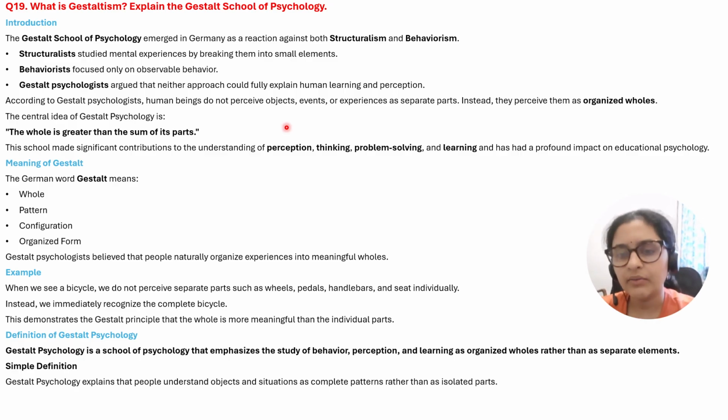As I have already told you, first structuralism came, then all the rest are reactions to one another. On the basis of structuralism only, all the other schools came. Structuralists studied mental experiences by breaking them into small elements. This we know. Behavioralists focused on externally observable behavior. Gestalt psychologists argued that neither structuralism nor behavioralism can fully explain human learning and perception. So they said both of them are wrong.